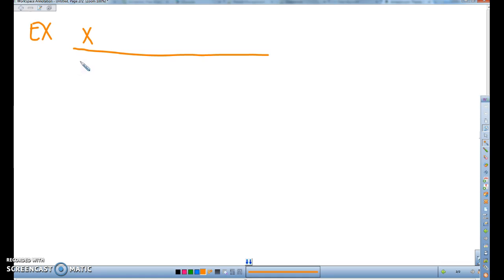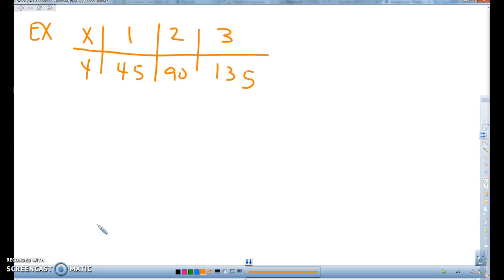So I'm going to actually start drawing these charts horizontally, just so it's a little bit easier to look at. The reason I'm setting these up horizontally is because you'll start to see they look like fractions. So 1 over 45, 2 over 90, and 3 over 135. And if you remember how to do ratios and proportions from last year, or before that, I'm trying to see if these are equal to each other.